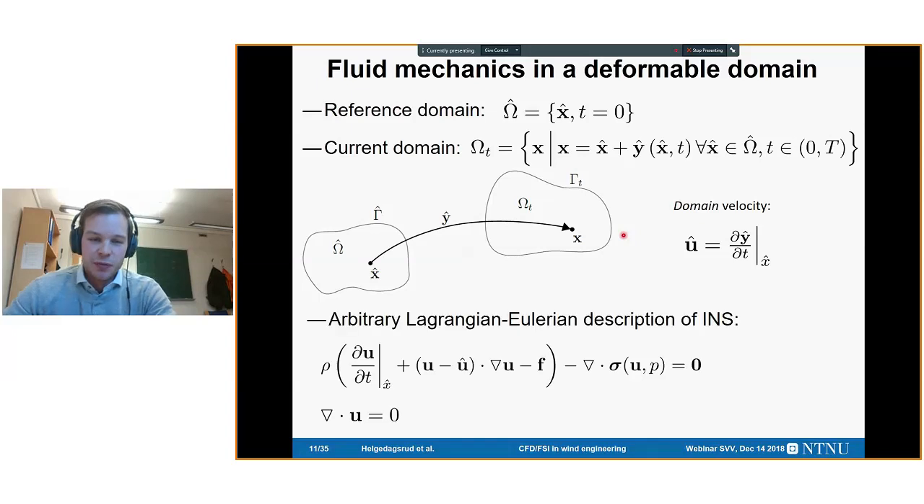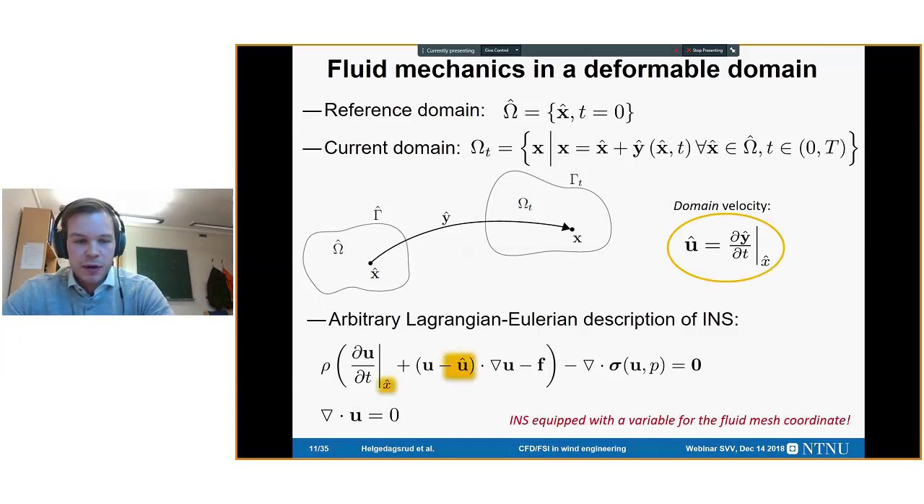And yeah, with the moving domain extension, the Navier-Stokes takes this form. It's actually very little differences. The only difference is that we evaluate the accelerations in the current domain, and we have the domain velocity appearing in the advection term. So it's very little difference. It's easily implemented to existing codes. But in the end of the day, we have equipped the Navier-Stokes with a variable for the motions of the fluid mesh.